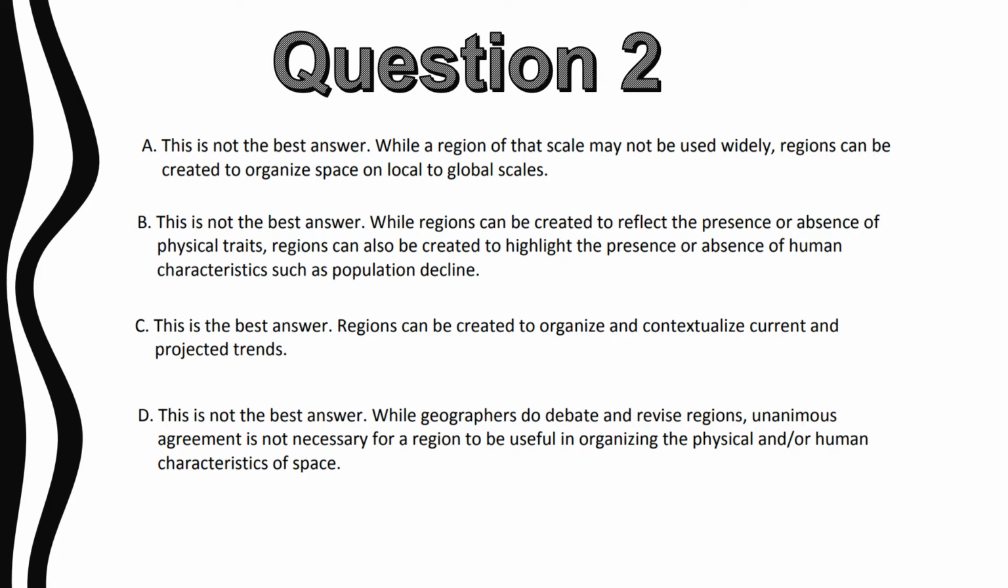So some geographers have the right to include or exclude different information based on what they're creating that map for, right? They do not have to agree. Matter of fact, we've discussed several times in here that regions will vary, especially if they're perceptual, right? It's based on people's perception. So C was the best answer for number 2.